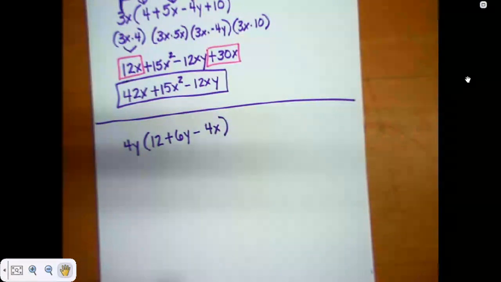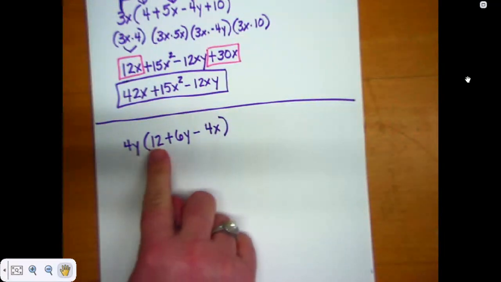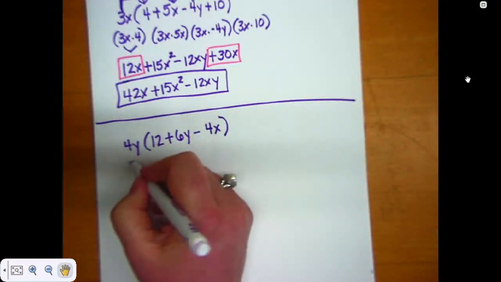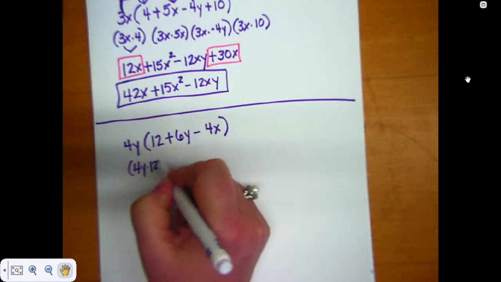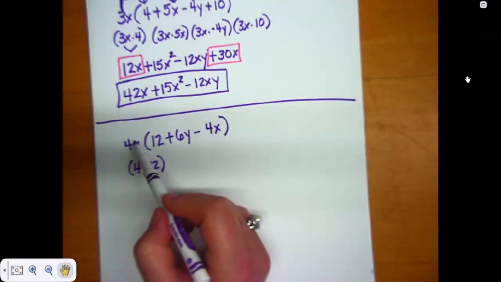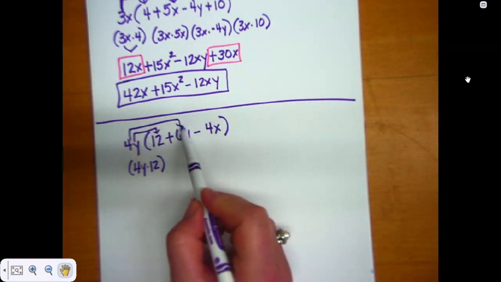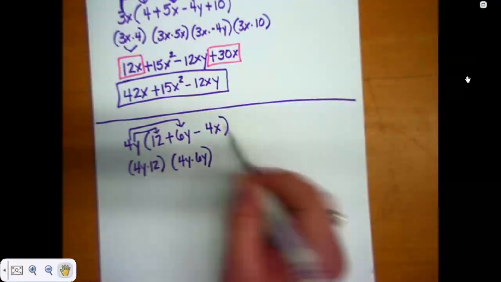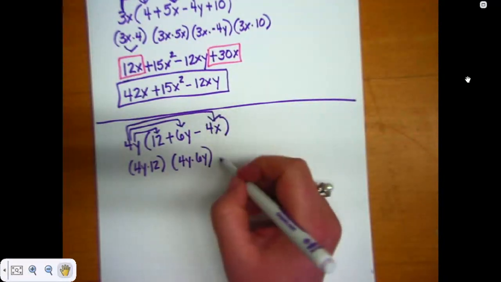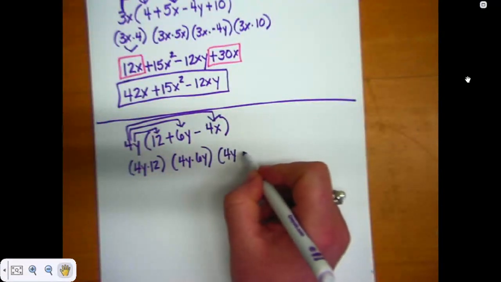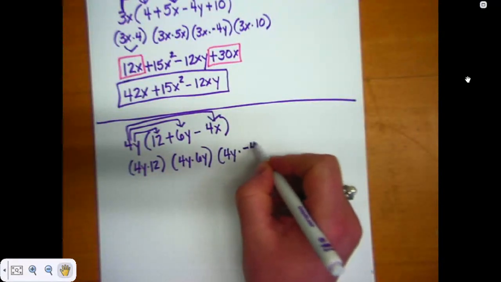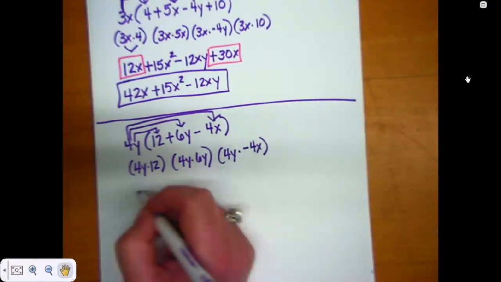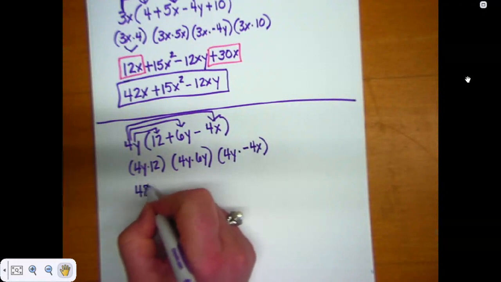So again, we're going to distribute the 4y to all of the terms. So we would say 4y times 12. Then we would say 4y times 6y. And then we would say 4y times negative 4x. Okay, so we have 4y times 12, which is going to be positive 48y.